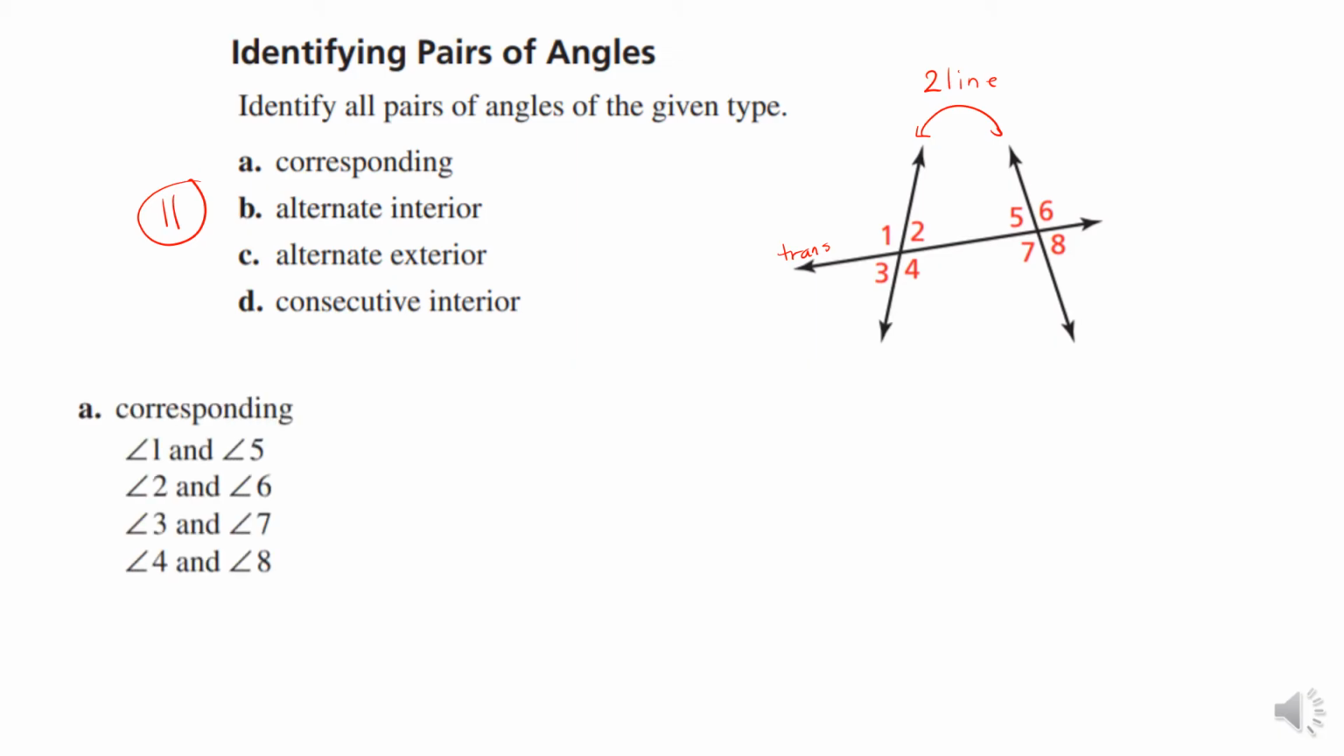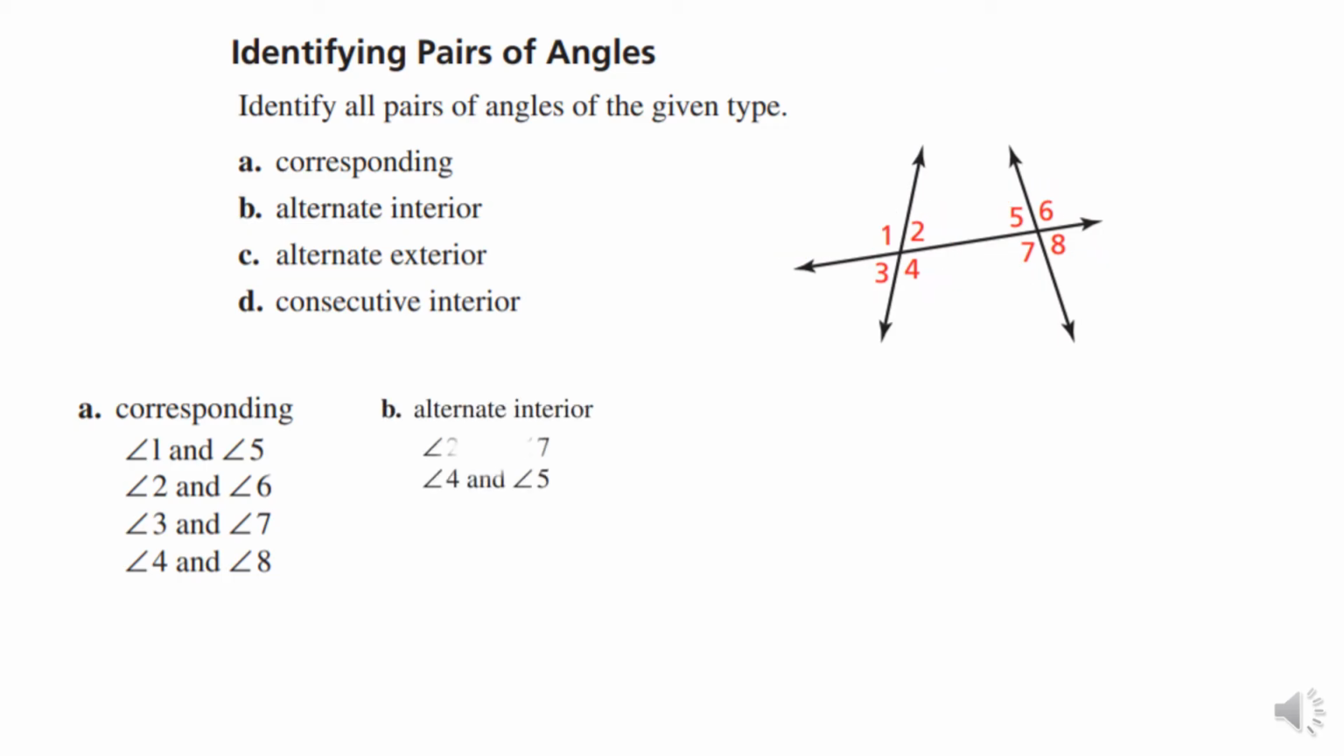Okay, so let's look at corresponding. So corresponding would be 5 and 1, 6 and 2, 3 and 7, and 4 and 8. So those are all the corresponding angles, okay?